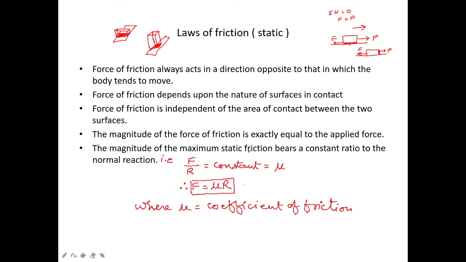The magnitude of maximum static friction bears a constant ratio to the normal reaction. Normal reaction is R. F is the maximum static friction. So F upon R is a constant, and this constant is denoted by mu, which is known as coefficient of friction. Now from this we will get F is equal to mu into R. Now this you have to remember. So the force of friction is nothing but the product of coefficient of friction and the normal reaction.